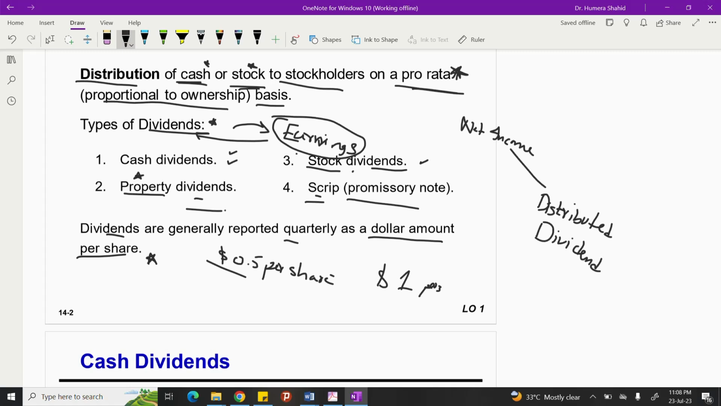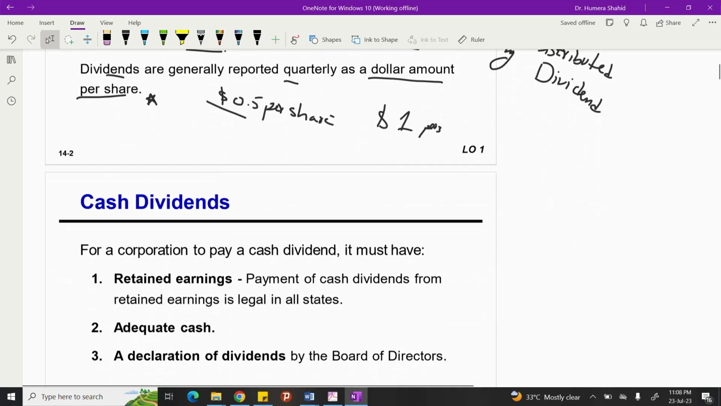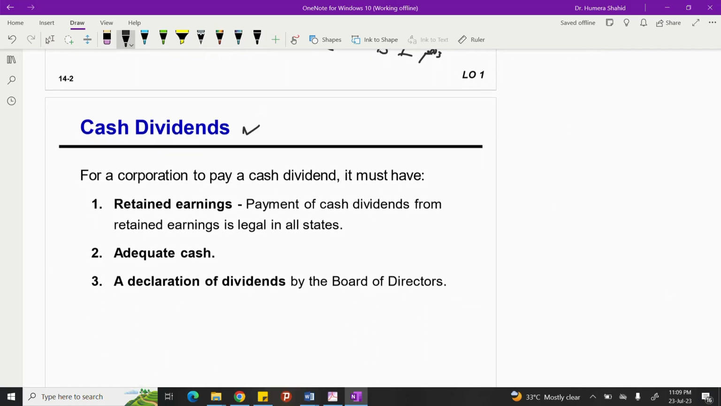And the rest of the income stays in the retained earnings account, because retained earnings are earnings which are retained in the business for future use. Okay. Let's move on towards the details of cash dividend.